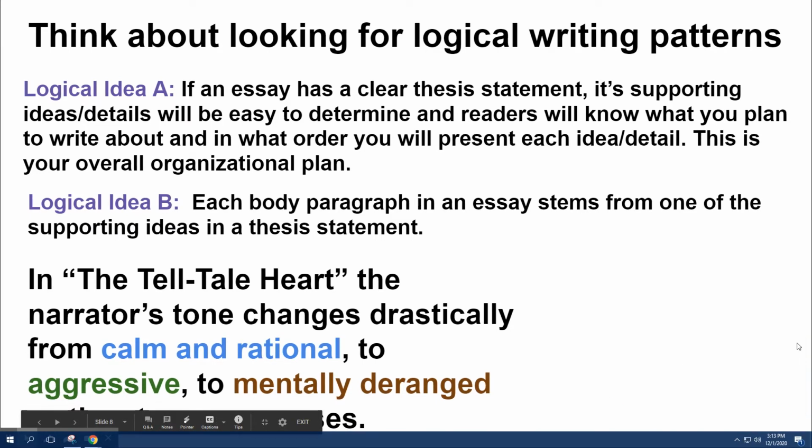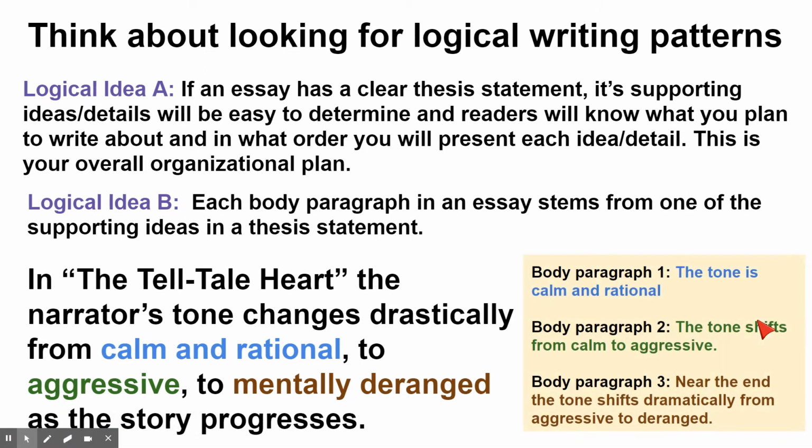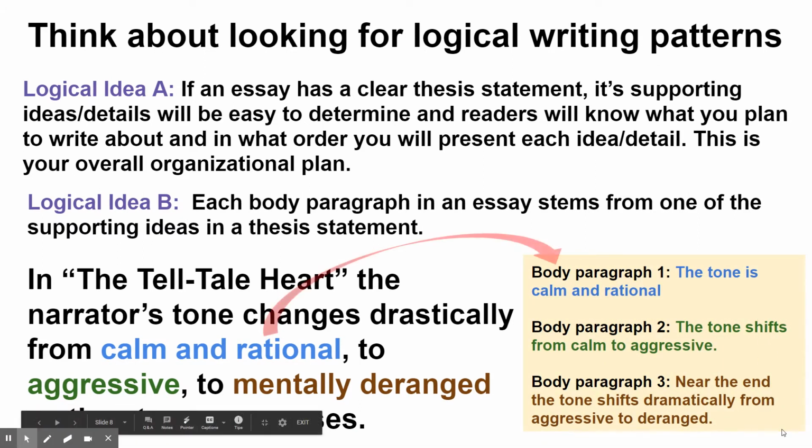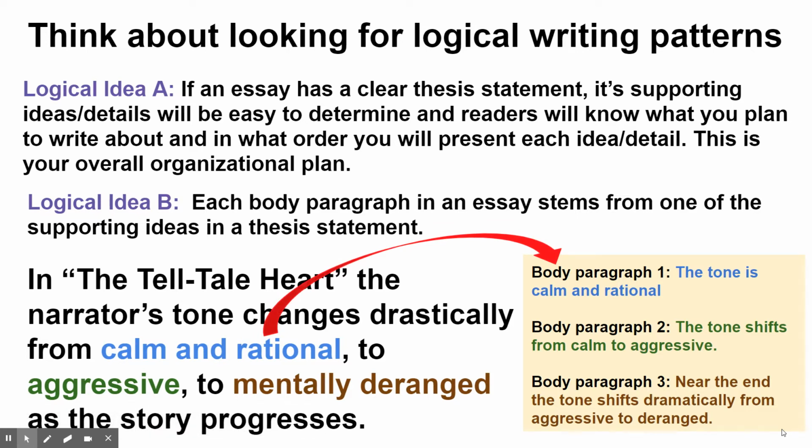Okay. So the logical idea is that I say, hey, from my thesis statement, you can tell that I'm going to have a whole body paragraph about being calm and rational, the tone being calm and rational. From my thesis statement, you can tell that I am going to write an entire paragraph about the tone shifting to aggression. From this very clearly written thesis statement, you can tell that I am going to shift in the last body paragraph to discussing how the tone ultimately becomes mentally deranged.